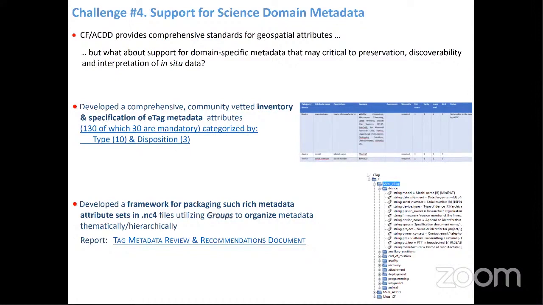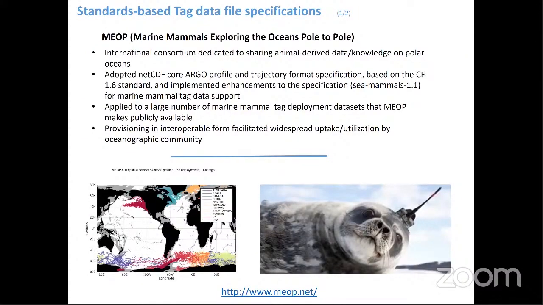So what we did in OIP was actually have working sessions with researchers, experts in the tagging domain, and compile these lists of metadata that they would like packaged in these data files together with the data. And there was quite a long list. We came up with these 10 different categories, and we dispositioned the attributes as to whether they should be considered required, optional, or recommended. And 30 of the 130 were considered to be mandatory. And then we developed a framework for actually packaging these metadata within a netCDF file using this group construct that is now available. Okay. So those were some recommendations that came out.